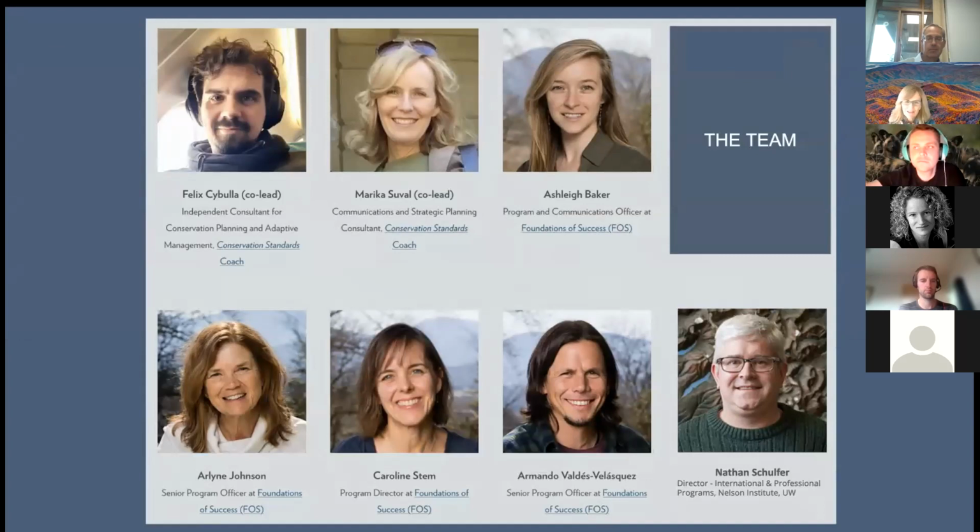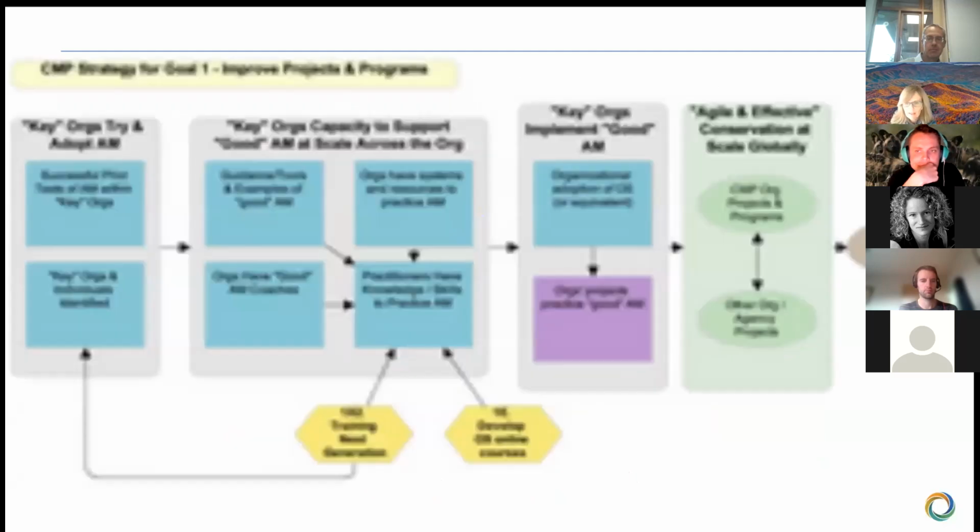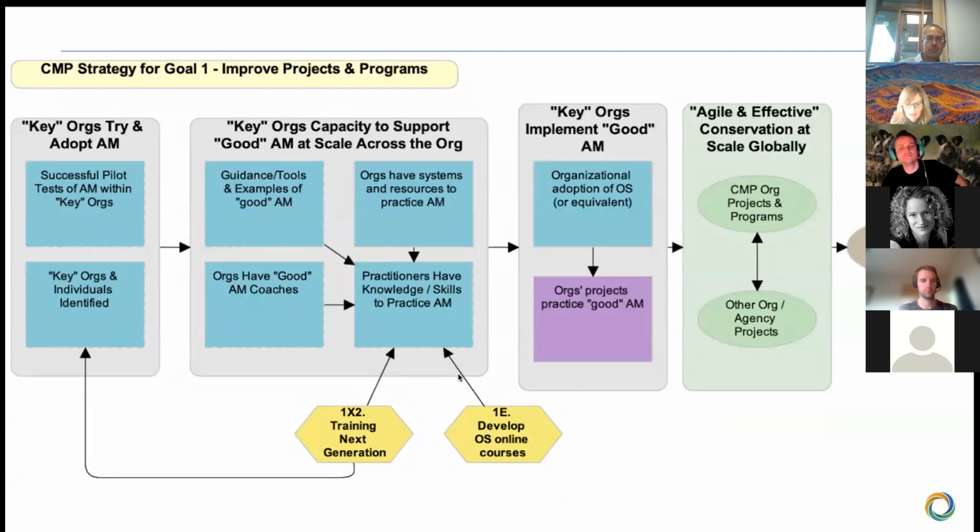We started out as the TAM team, and we still call ourselves a Teaching Adaptive Management team. My name is Marika. I didn't introduce myself earlier, and I'm part of this team that is trying to fit into the CMP strategic plan by training the next generation. That's one of the strategies we're addressing, and also to develop online courses in the conservation standards.